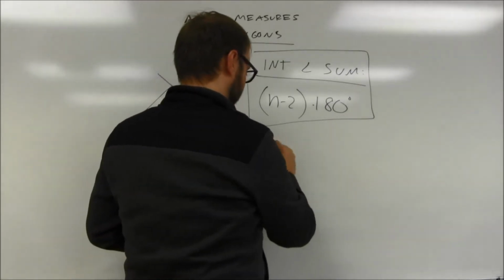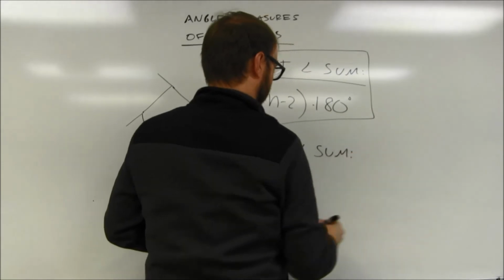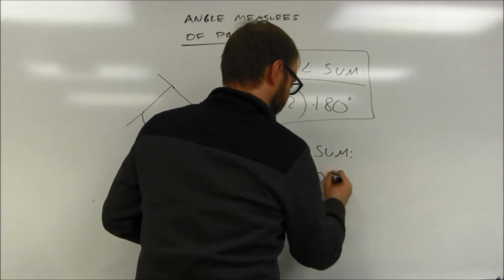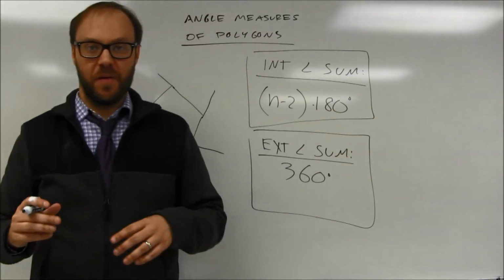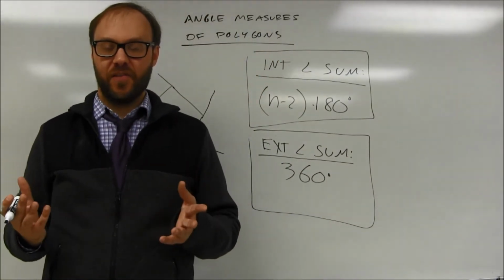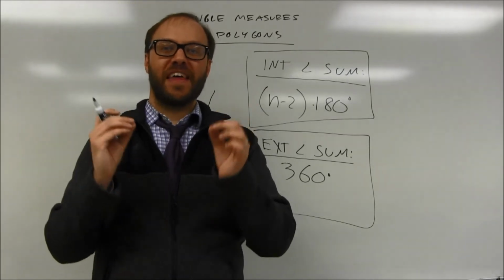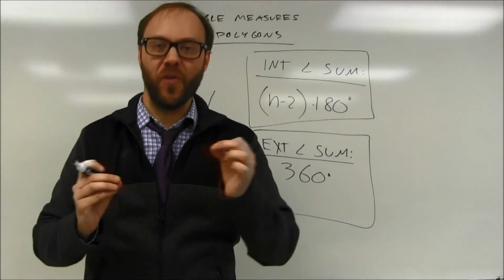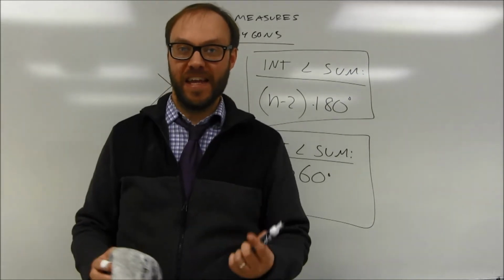The exterior angle sum for a polygon is always 360 degrees. And that's fascinating because you don't need to know the number of sides to know that the exterior angles are going to add up to 360 degrees. And as a result, this is a fact that I love. I use this all the time, okay? I use the exterior angle sum even to find the measure of interior angles.